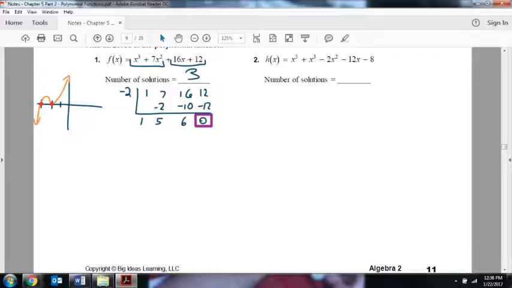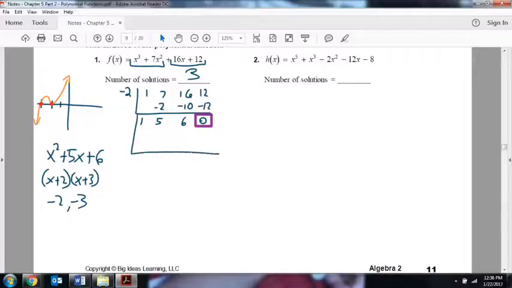Now, one thing we can do, we don't necessarily have to rewrite this as a factor. We don't necessarily have to go x squared plus 5x plus 6 and factor this down to x plus 2 and x plus 3, which would give us our other two, -2 and -3. Now, while I think that's quicker, another way of doing this is, since we're pretty sure that there's another one at -2, let's just do it again.